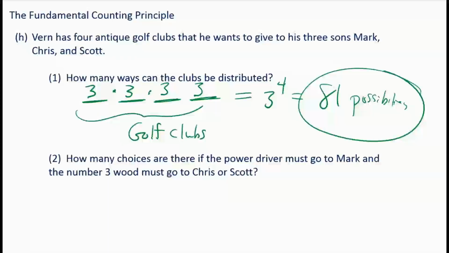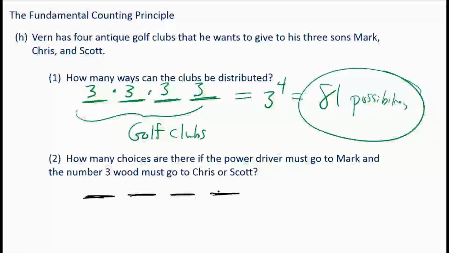But now look at the next question. There's some restrictions going on here. How many choices are there if the power driver must go to Mark, and the number 3 wood must go to Chris or Scott? Okay, so we've got, again, the challenge of giving away 4 golf clubs. So these blanks are still the golf clubs.